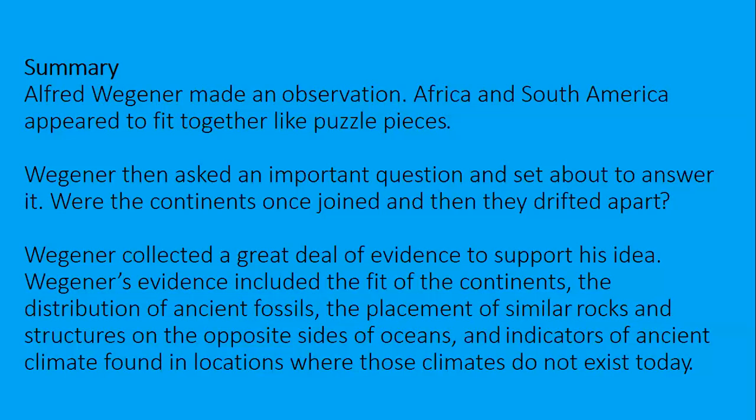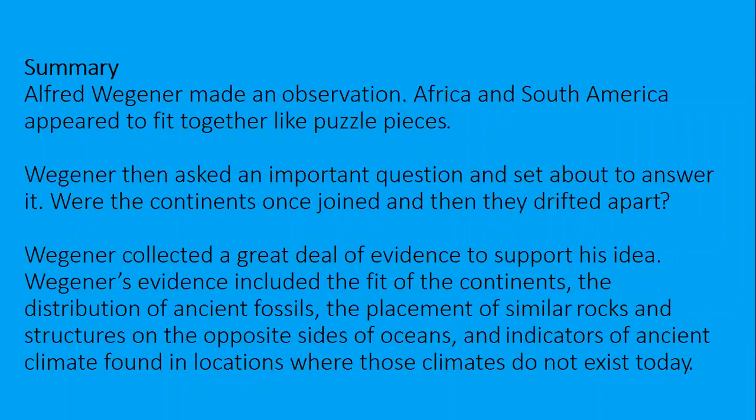So in summary, Alfred Wegener made an observation. He observed that Africa and South America appeared to fit together like puzzle pieces. Then he went out to find out from evidence if he was right or if he was wrong. Wegener then asked an important question and set about to answer it. Were the continents once joined and then they drifted apart? Wegener collected a great deal of evidence to support his idea.